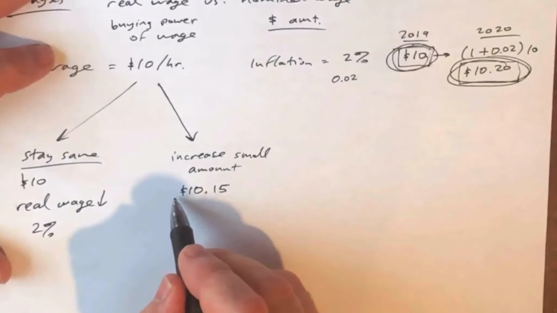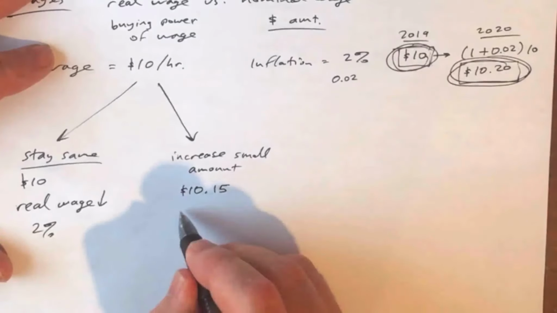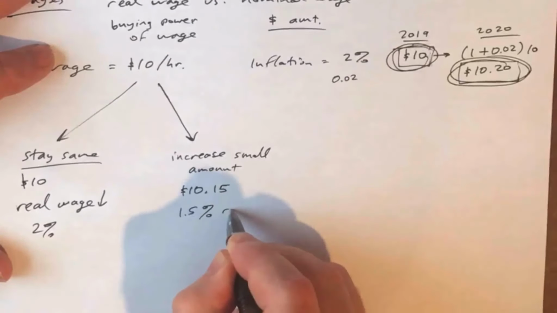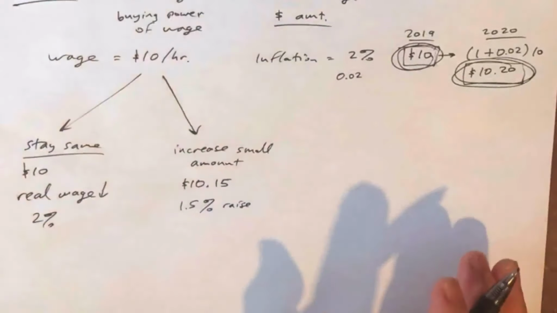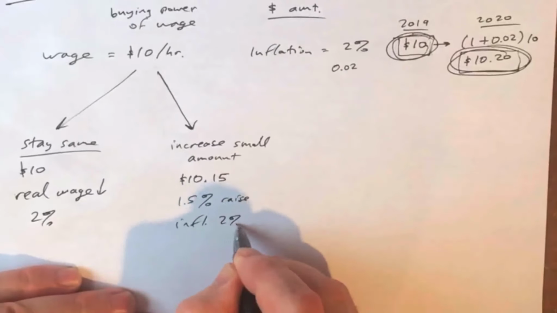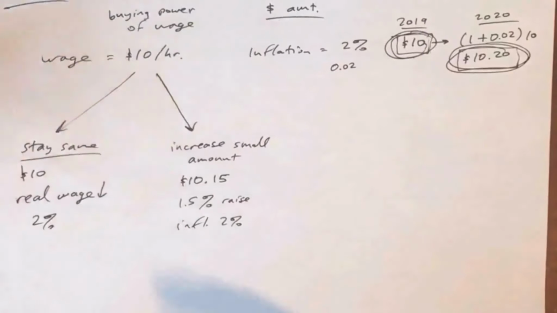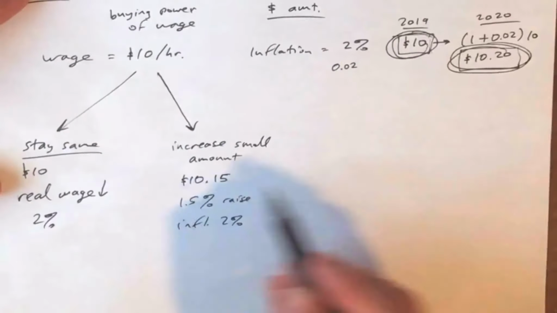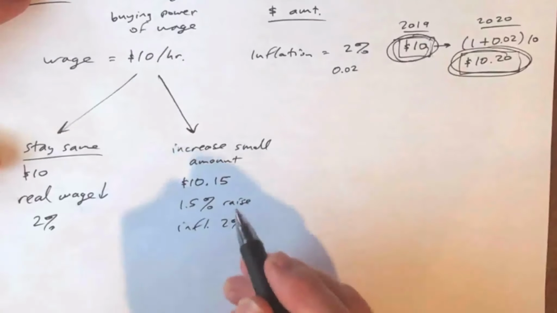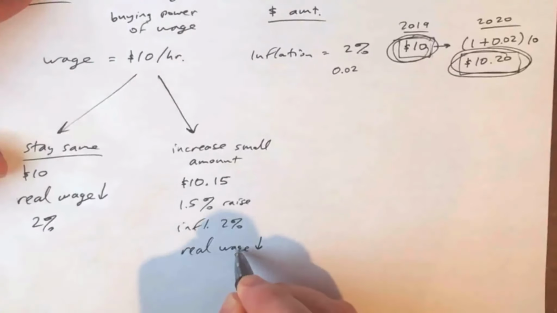So if it goes to $10.15, that's not enough, right? $10.15 is a 1.5% increase, or a 1.5% raise. But because inflation is 2%, if the raise is less than inflation, you can see clearly that 10.15 is less than where it needs to be. It needs to be at 10.20. So with a small increase, what is happening here? The real wage has decreased.